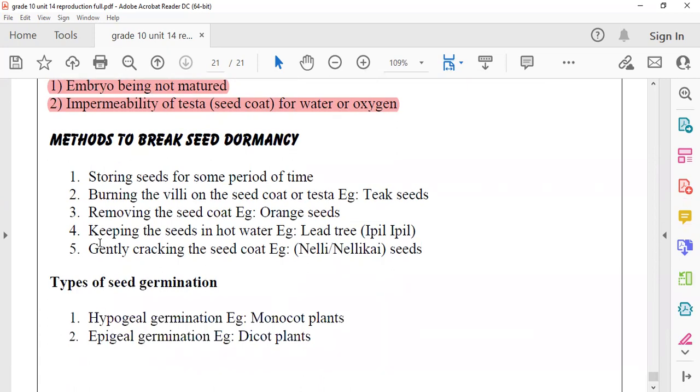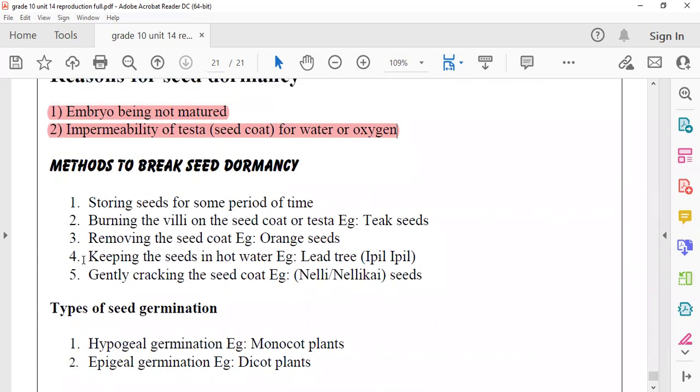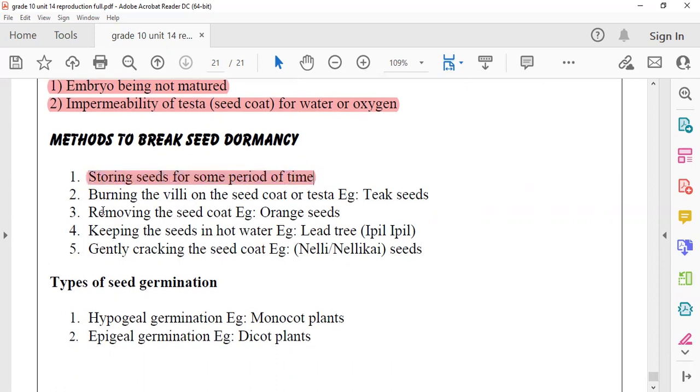And next, if you want to break the seed dormancy and make it happen earlier, what shall we do? If the embryo is not mature, nothing to do. You have to wait until the embryo becomes mature. In that case, you have to store the seeds for some time.